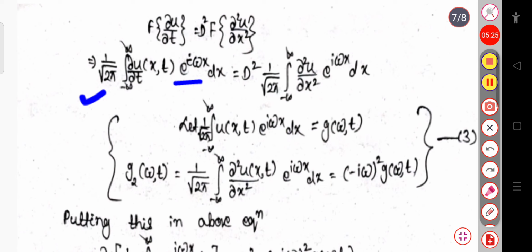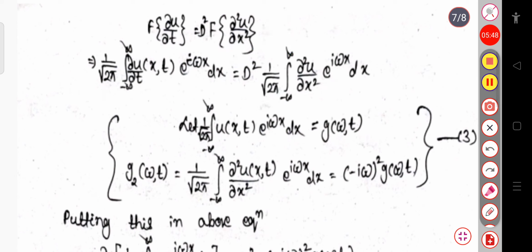Now on the right hand side, this will be d squared into, again, the Fourier transform of this bracketed term. Simply 1 by root over 2 pi, integration over minus infinity to plus infinity, this function ∂²u/∂x² into exponential i omega x into dx. Simply we have to multiply the exponential i omega x term for the Fourier transform.